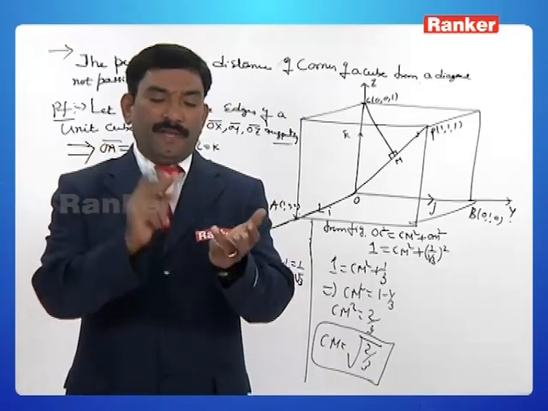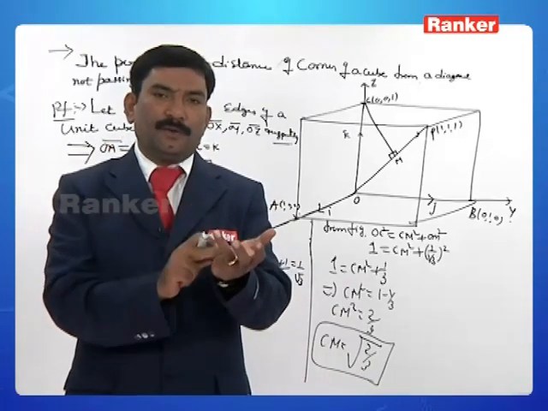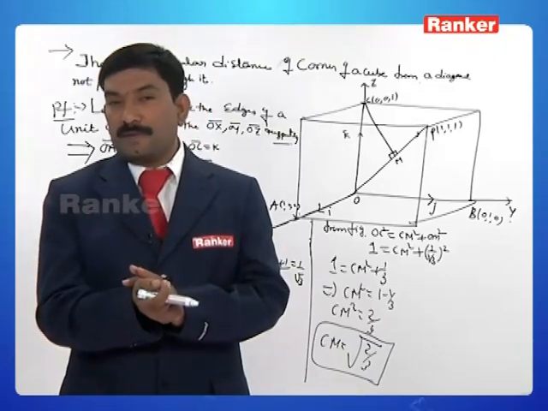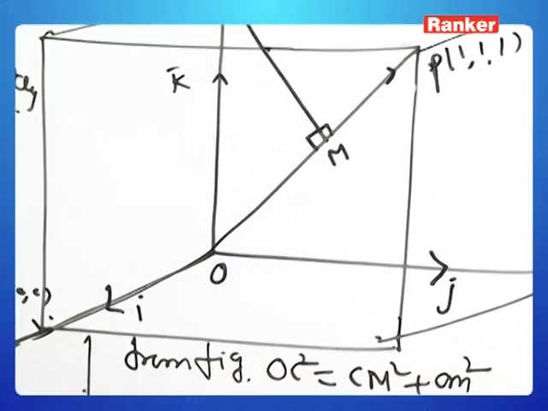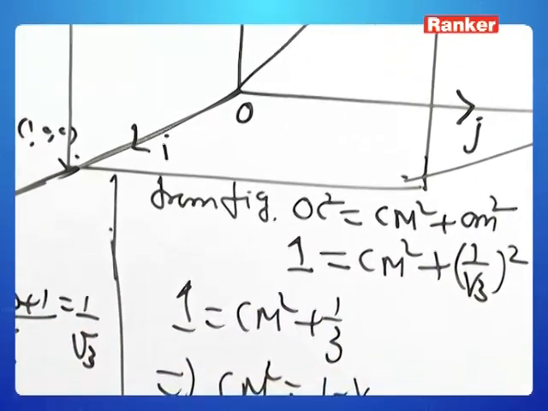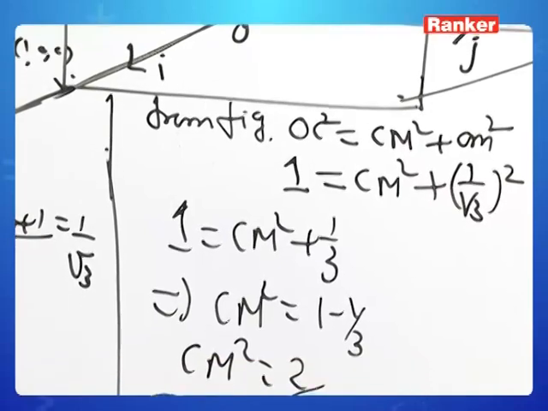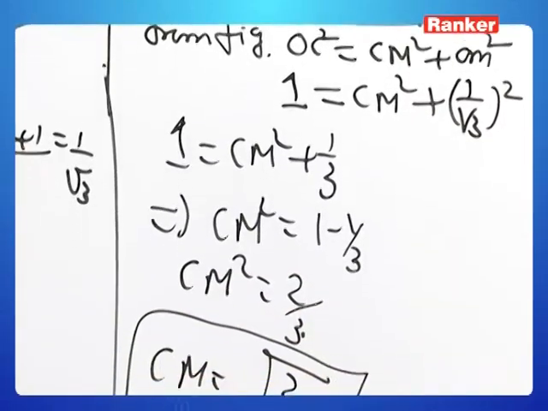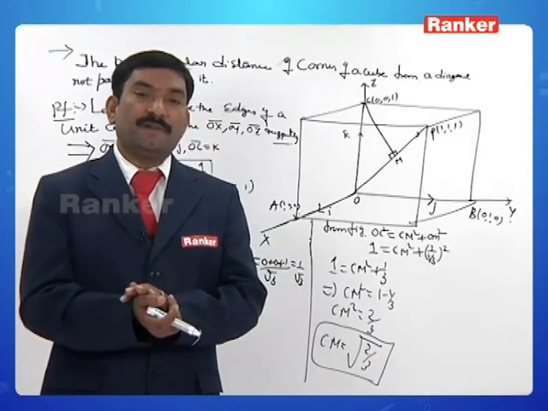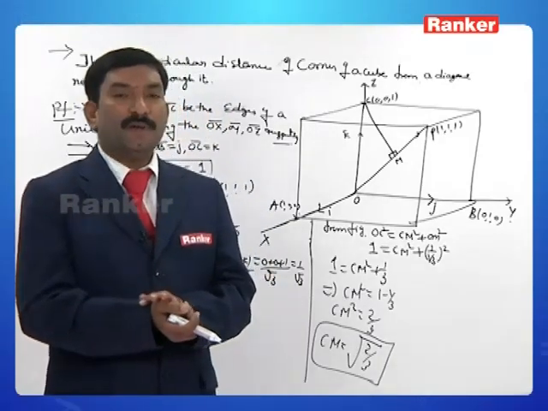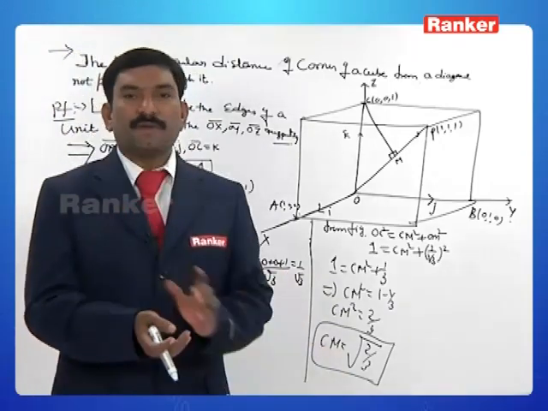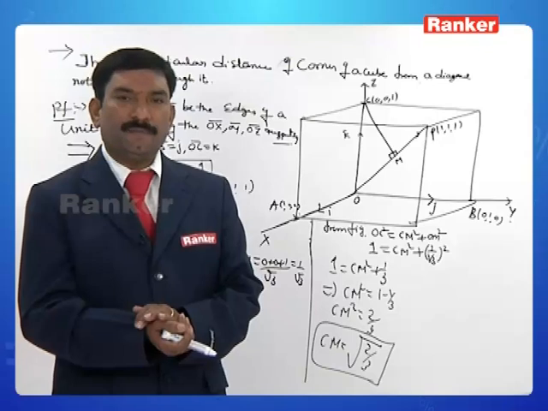The very first one is, in a cube, the angle between the two diagonals, theta is equal to cos inverse of 1 by 3. Angle between a diagonal and a face diagonal is cos inverse of square root of 2 by 3. Angle between a diagonal and an edge is cos inverse of 1 by root 3. Correct or not? Next, the perpendicular distance of a corner of a cube from a diagonal which is not passing through it is square root of 2 by 3.